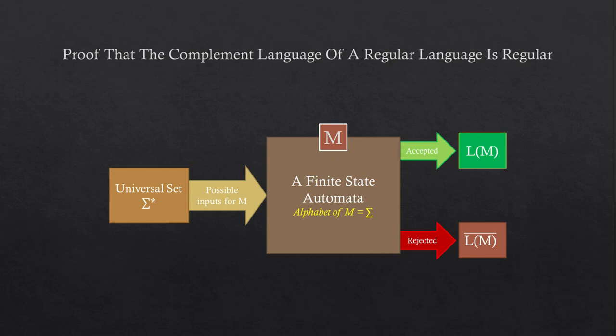All the other strings must be rejected by the machine. So any string that is not accepted is by definition rejected. So any string that is not a member of L of M is a member of this. So what is this? The complement set, L of M prime or L of M bar. What we have to prove is that if L of M is a regular language, L of M bar is also a regular language.